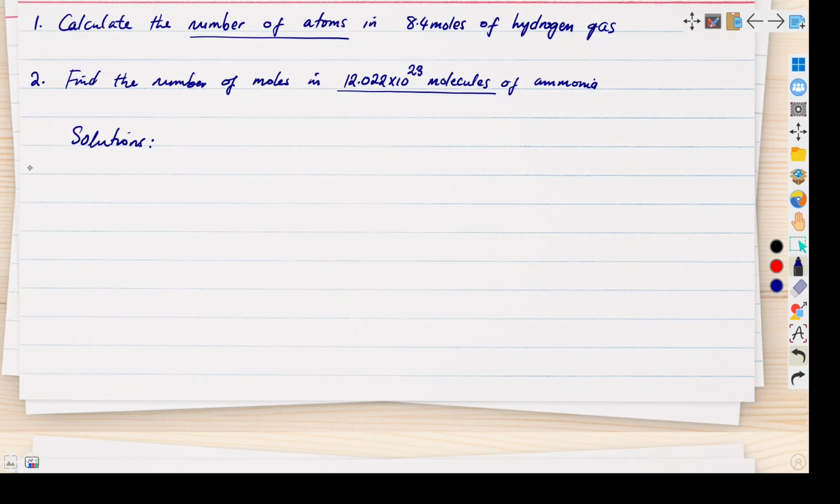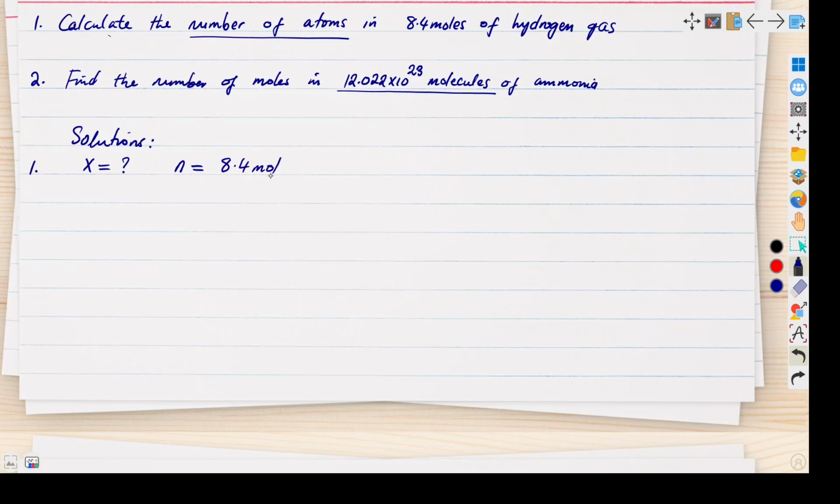Okay, so we'll start with question 1, which says calculate the number of atoms in 8.4 moles of hydrogen gas. So what are they asking? They're asking to find the number of atoms, which is represented by x. So x is the question mark, in 8.4 moles. The number of moles, n, we are given, is 8.4 moles.